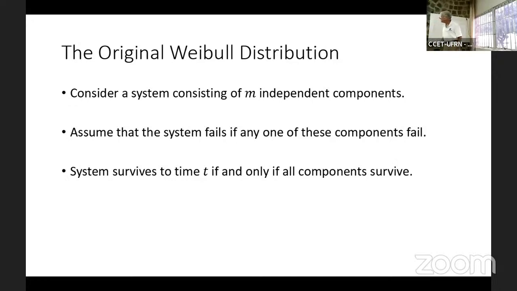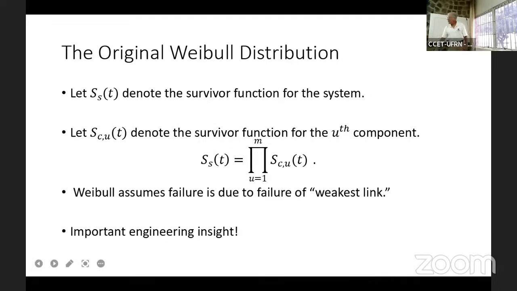Now, there is real engineering insight into this. Okay? Next slide. So I'm going to let S sub S be the survivor function for the system, S sub C sub U being the survivor function for critical components, U just being an index. And what we do is, we can assume that we can just multiply them together. Okay? So far, so good? That's what he does. What Weibull is assuming is a very important engineering intuition.